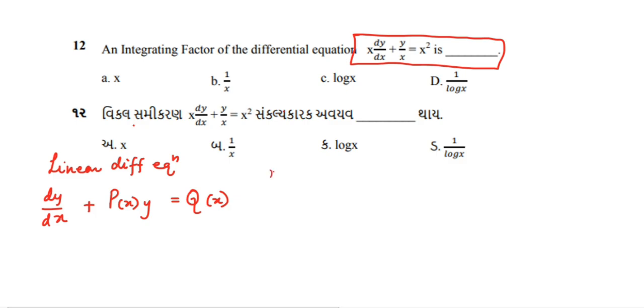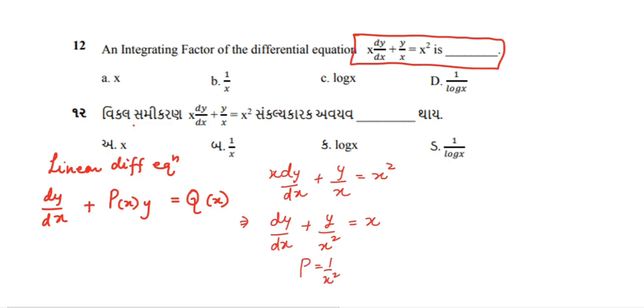For this equation, x dy by dx plus y upon x is equal to x square, I am dividing both sides by x. So this equation will be dy by dx plus y upon x square is equal to x. Now if I compare, then here P is equal to 1 upon x square and Q is equal to x.